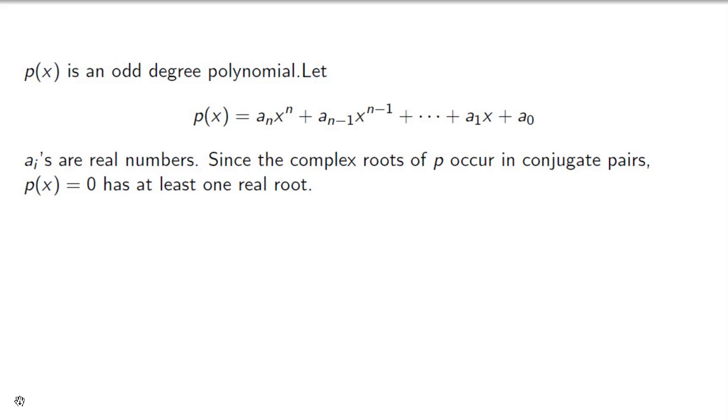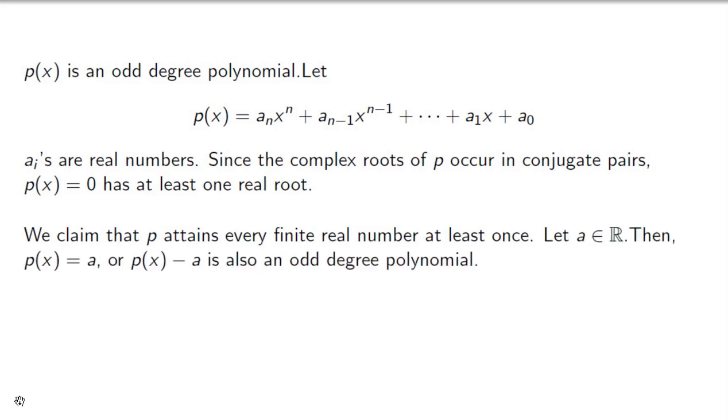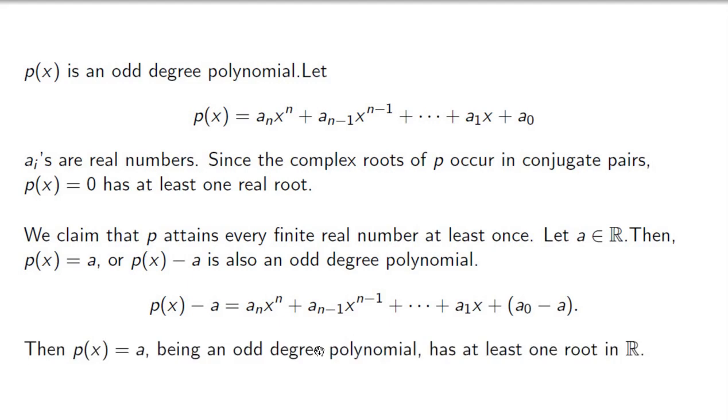Now we claim that P attains every finite real number at least once. So for this, let us consider a finite real number a. Then P(x) minus a is also an odd degree polynomial, and it can be written as shown on the screen. Then P(x) minus a equals 0, or P(x) equals a, being an odd degree polynomial, has at least one real root.